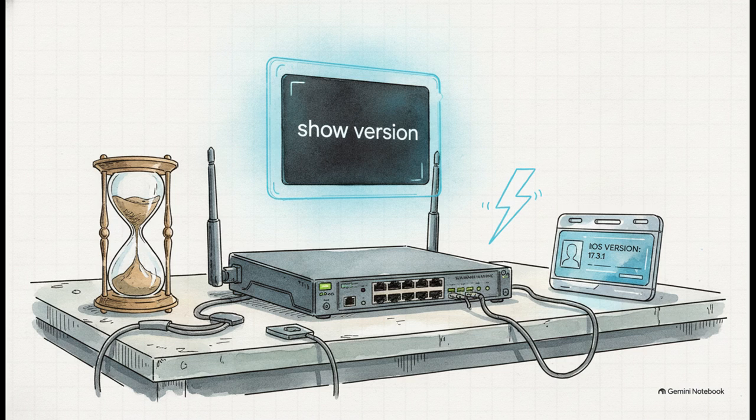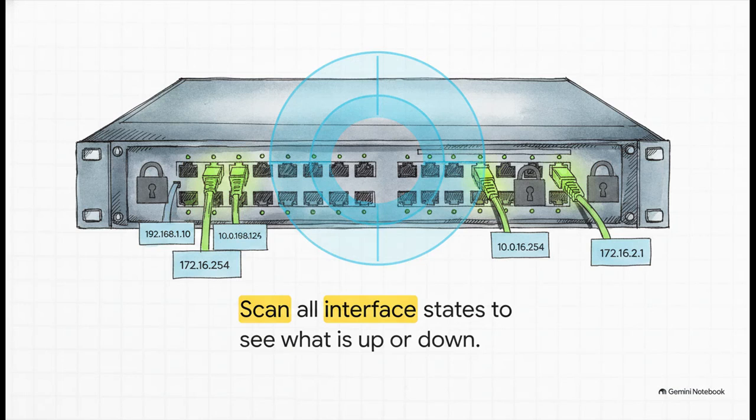Command 1 is show version. Before you touch a single thing, you need to uncover the foundational identity of the machine you're looking at. What IOS version is it running? How long has it been up? And critically, what was the last reload reason? Did it reboot gracefully, or did it totally crash due to a power failure? You need to know.